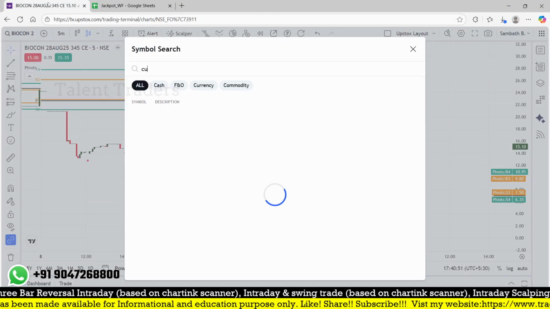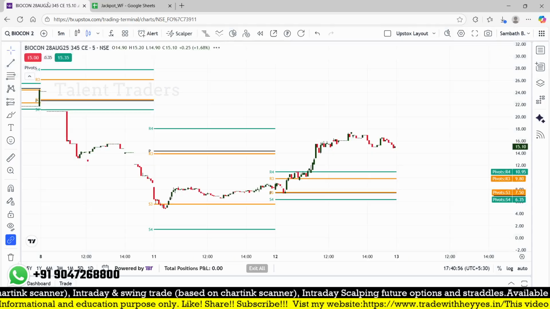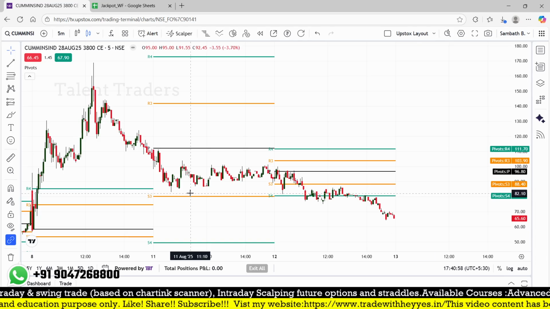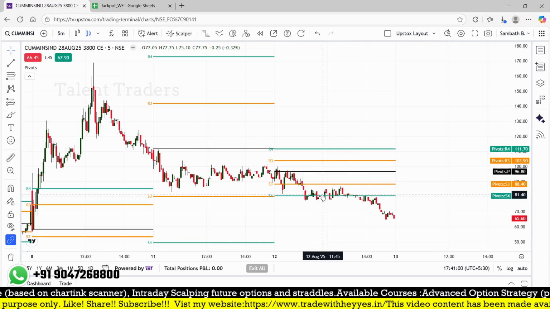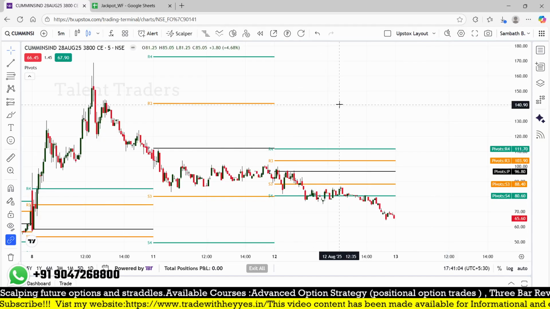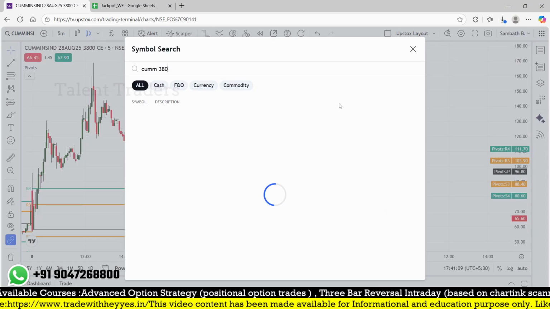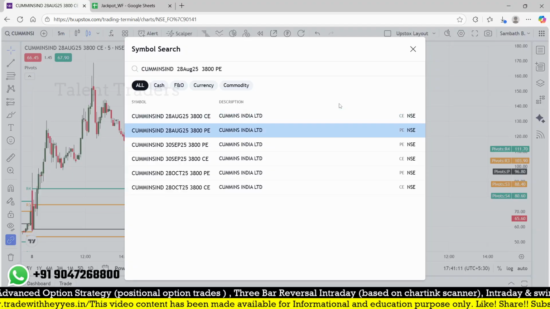So let me check Cummins India 3800, both sides. Call side also inside and put side also inside. In this case, the call side breaks down below 80 and closes at 65. It never touches the R4 level. Let me check the Cummins India 3800 put option.